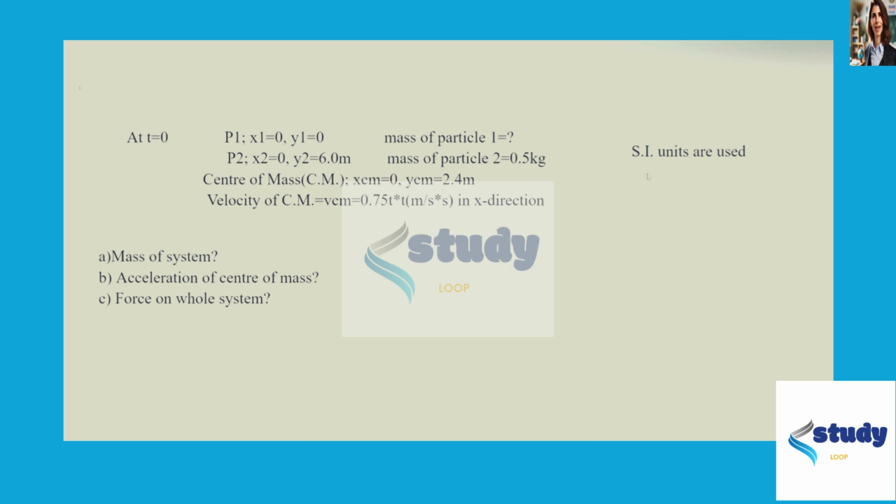We have used SI units here, and we are also given the center of mass position: x_cm, which means the position of the center of mass on the x-axis is 0, and on the y-axis we have 2.4 meter. We are also given that the velocity of the center of mass, V_cm, is 0.75 t square meter per second cube. We should have cube here. So to make the dimension correct, we have this velocity of the center of mass in the x direction. So we have to find the mass of the system. We also have to find the acceleration of the center of mass, and the force on the whole system.